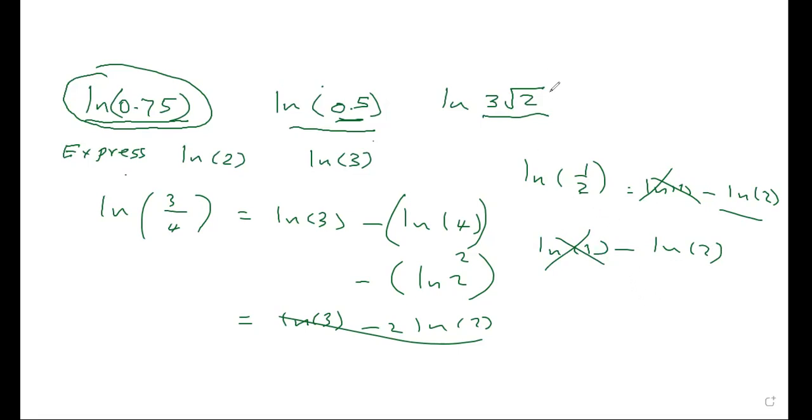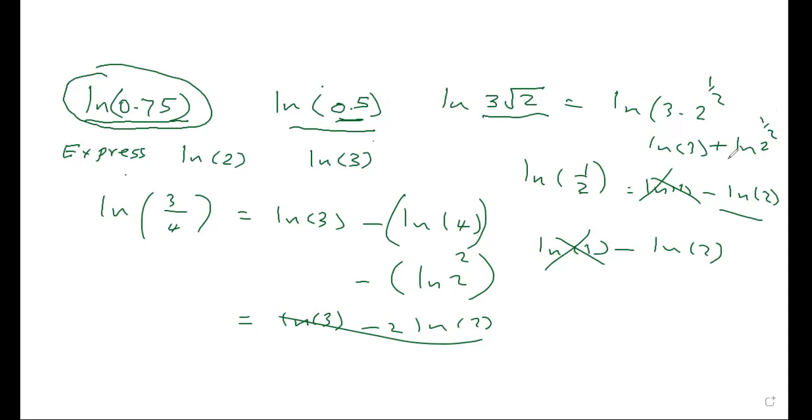What about how would you deal with this one? You can deal with it like this: ln of what? 3 multiplied by 2 to the power half, right? Then break it into two, so this would be ln 3 plus ln of 2 to the power half, right? So you take the half outside. Very good, excellent. That's all.